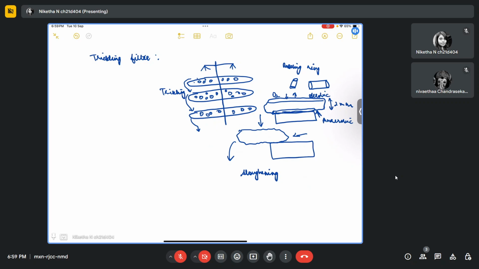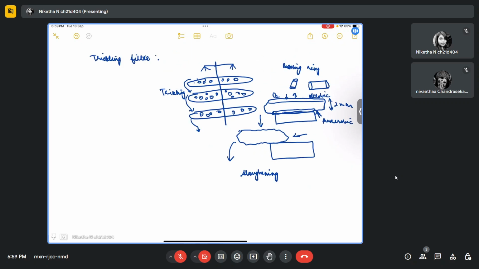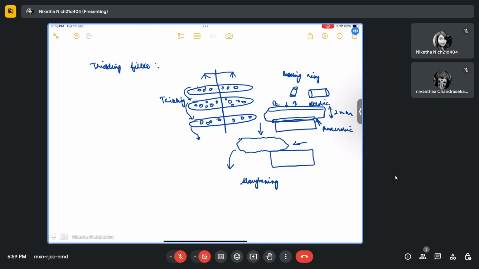This is initiated by the flow of wastewater over the trickling filter. Now, one problem with trickling filters is that there will be a lot of flies. So, fly nuisance is there.